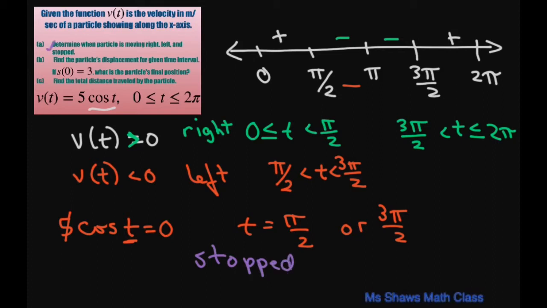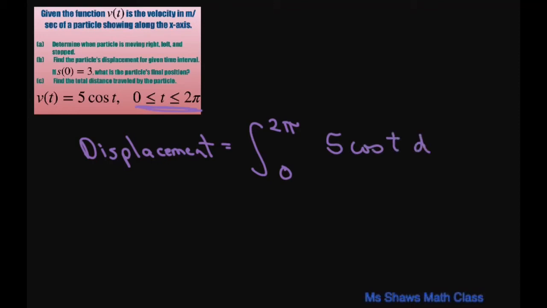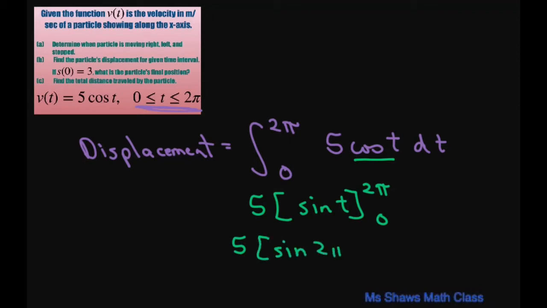Now we have to find the particle's displacement for a given time period. Our time period is from 0 to 2 pi. So our displacement equals the integral from 0 to 2 pi of 5 cosine of t dt. We can move that 5 out, and when you integrate cosine of t, you get sine of t, evaluated from 0 to 2 pi. This gives you 5 times sine of 2 pi minus sine of 0, which equals 5 times 0 equals 0. All right, so that's that part.